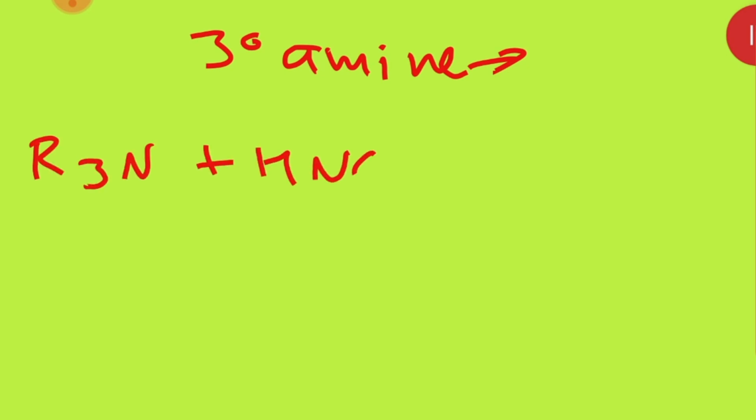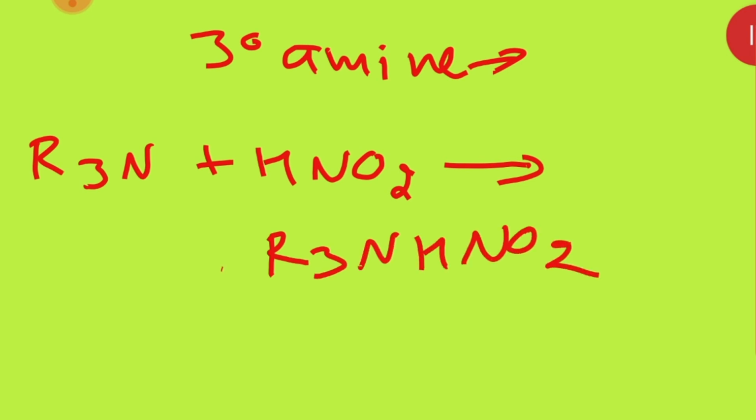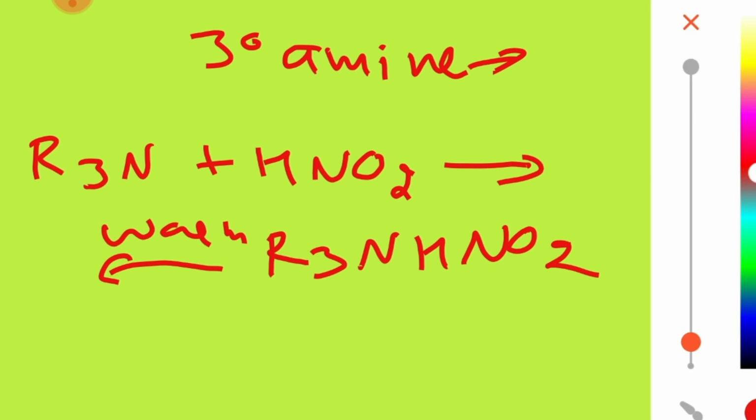Okay student, after that we can do it for the tertiary amine. All of you see there, R3N again HNO2. Okay, now in this case what will be the product? R3NH NO2. Then it will be warmed. Then what will be formed?